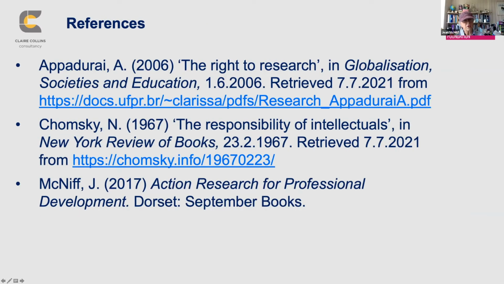Those are the references. You can find those on the internet, and do have a look at them because they're well worth looking at. And please go to the next slide.